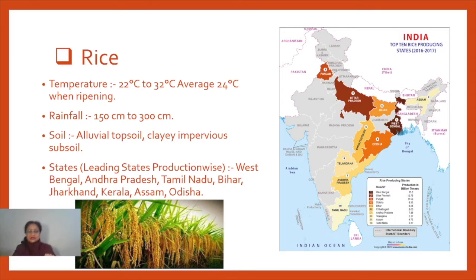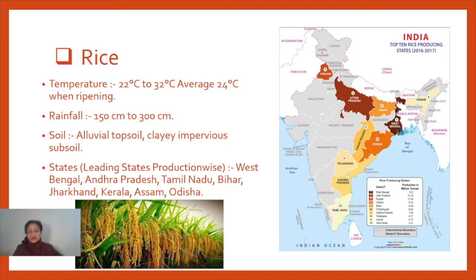It covers an area where rainfall received is above 150 centimeters, up to 300 centimeters. This is the normal rainfall condition it needs, and moreover it grows very well in a temperature of on average 24 to 26 degrees centigrade, within a range of 22 to 32 or 35 degrees. This is the climatic condition required for rice.